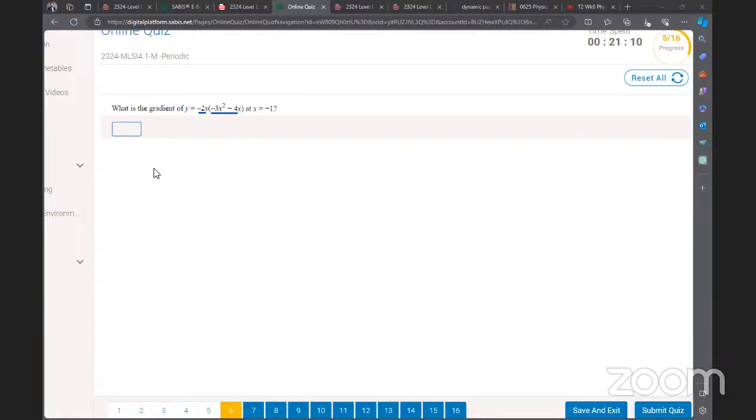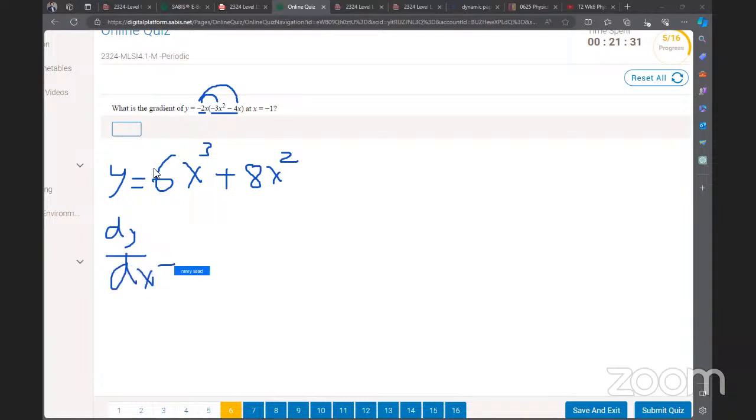But I will solve this question in a very easy way. Negative 2x times negative 3x squared, so it will be 6x power 3. Negative 2x times negative 4x will be positive 8x squared. This is y, and then I will differentiate it easily because it is separated in terms, as you see. Then substitute x by negative 1. 18 minus 16 is 2. That's it.